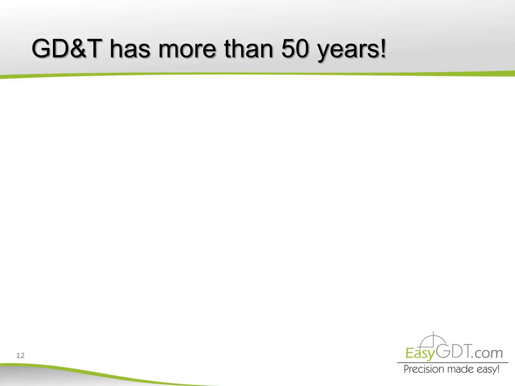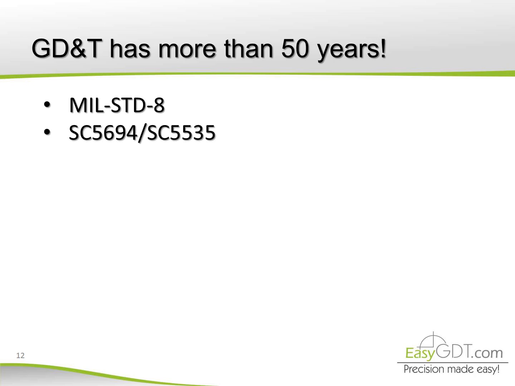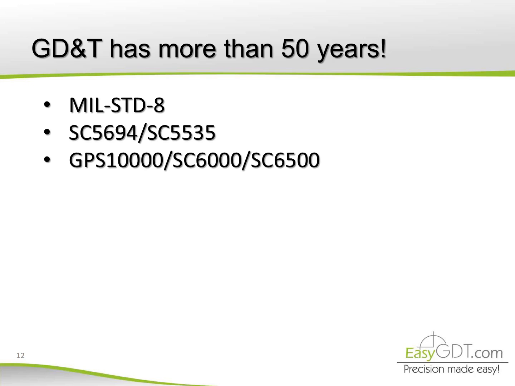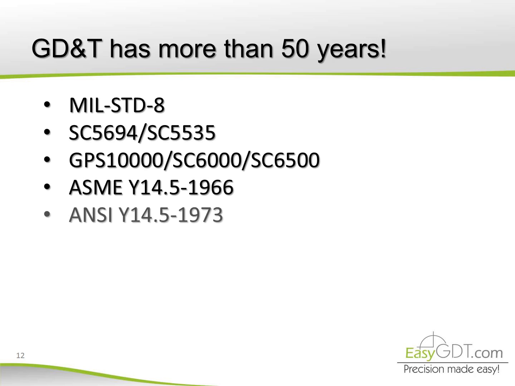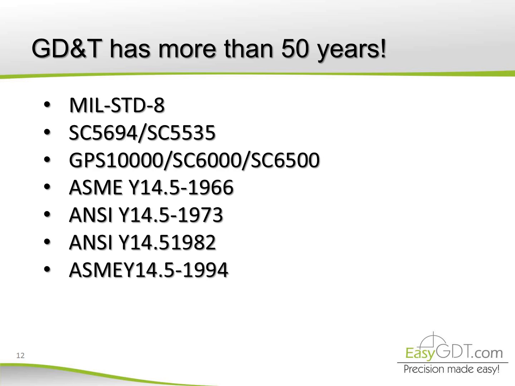So, like we said, GD&T has more than 50 years, even though many people believe that GD&T is new. Starting with military standards from World War II and passing into the hands of the ASME from the 60s up to the newest revision in 2009, although the one most currently still used is the 1994 edition.